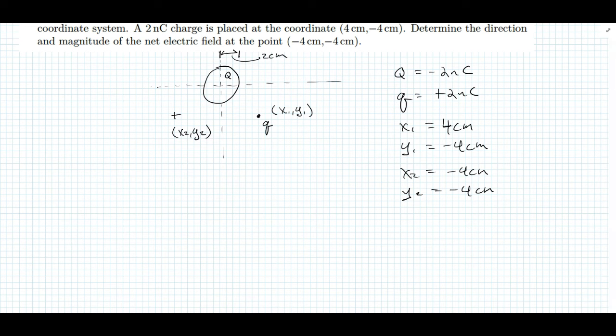Now, of course, inside the sphere, the electric field is going to be 0. So inside the radius of the sphere, the electric field does not look like that of a point charge at the origin. But it does look like that of a point charge at the origin outside.